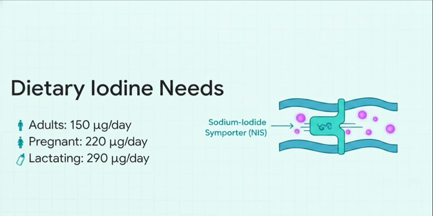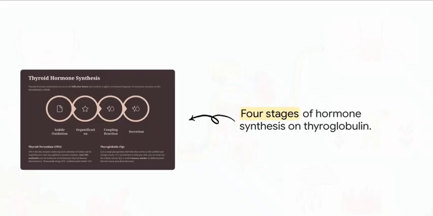or NIS. Interestingly enough, if you have an acute excess of iodine, it actually shuts the system down temporarily to protect you from overproduction. It's a brilliant little failsafe known as the Wolff-Chaikoff effect. Inside the follicular lumen of the gland, hormone biosynthesis unfolds in 4 tightly coordinated stages. We've got iodide oxidation, organification, a coupling reaction, and finally secretion.